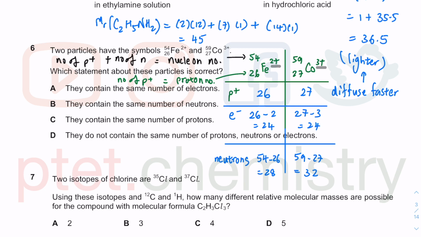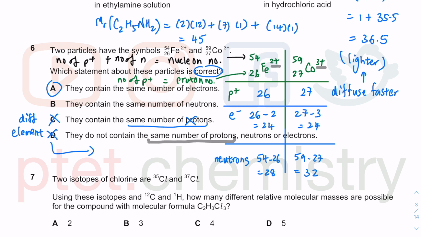So what is correct about this statement? Same number of electrons. They do have the same number of electrons, 24 and 24, so A is already the answer. Same number of protons, impossible, because they are different elements. One is Fe, one is cobalt, so it cannot be. Same number of protons is already wrong because they are different elements, so C and D are automatically out.